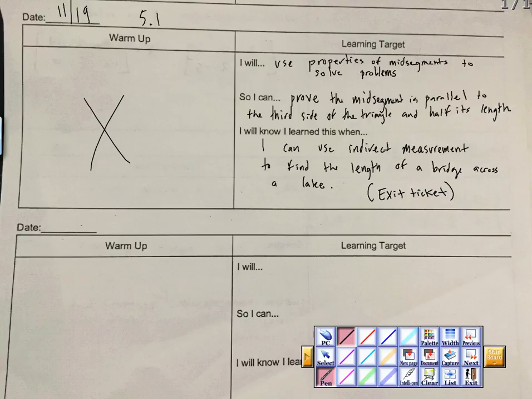So I'll give you 30 seconds or so to catch up, or if you need to, you can pause the video to make sure you complete the learning target before we jump into our notes. Also, if you haven't done so, make sure you pick up a notes packet on the front table.